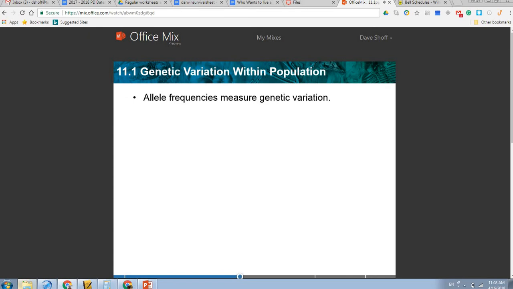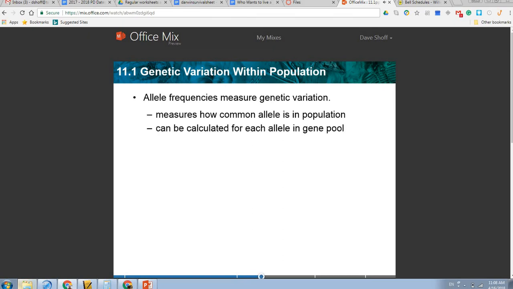So allele frequencies, you'll hear that term. Allele frequencies are referring to the measure of genetic variation. How often does that allele show up? So it's going to measure how common that allele is in a population, and it can be calculated for each allele in a gene pool.